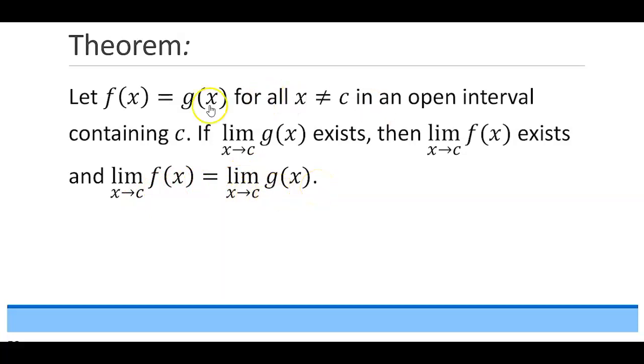So basically we have two functions f and g that are equal everywhere on an interval except at c. Well, if the limit of one of those functions near c exists, then the limit of the other function near c also exists, and they're the same value. So basically the two functions agree except for that point, so that means in terms of limits they behave the same way.